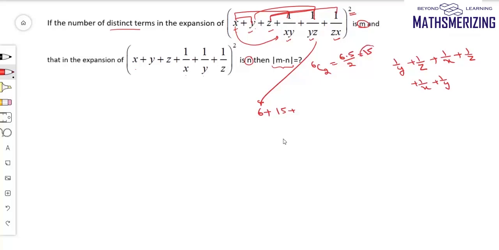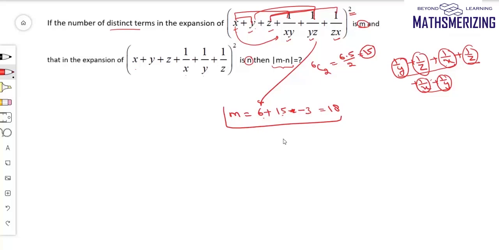So out of these 15 terms, there are 6 terms in which we have a duplicate. So 1/x and 1/x will pair together, 1/y plus 1/y will come together, and 1/z plus 1/z will come together. So in that case, the total number of distinct terms will be 6 plus 15 minus 3, which is 18. So in this case, the value of m should be 18.